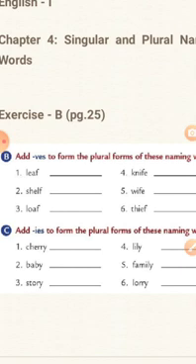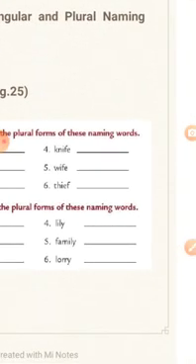LOAVES, loaves. Now the fourth question is KNIFE. See here, it is ending with F and an E. So we remove both the letters F and E and we put VES. So this will become KNIVES, knives. K is silent, so you have to say knives when you pronounce it.